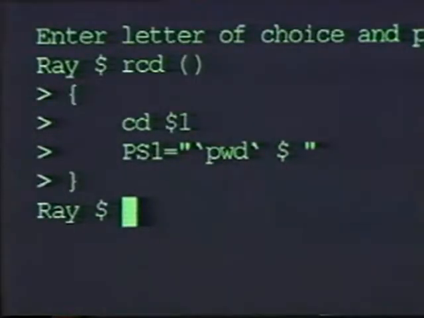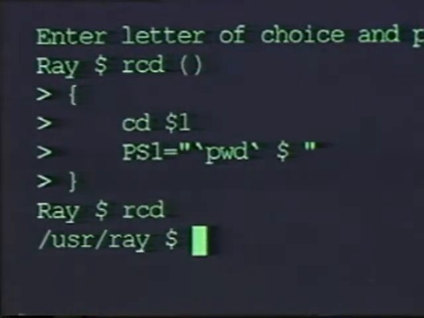Let me show you how it works. I've defined rcd in this shell. I've entered the text of this function directly into the shell, and now when I type rcd to change back to my home directory, you'll see my prompt changes. If I type cd, the prompt won't change because cd has not been redefined. I've defined rcd as a new cd command. And as long as I use rcd, my prompt will continue to trace my current directory's path name. rcd is but one example of a very useful shell function. Additional shell functions that are also useful are described in the course text.